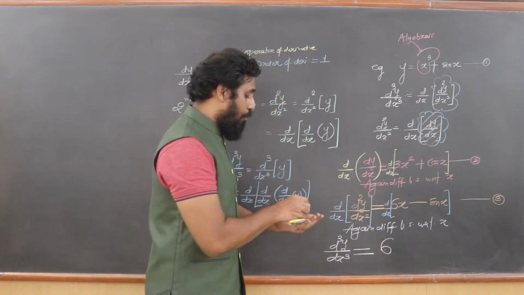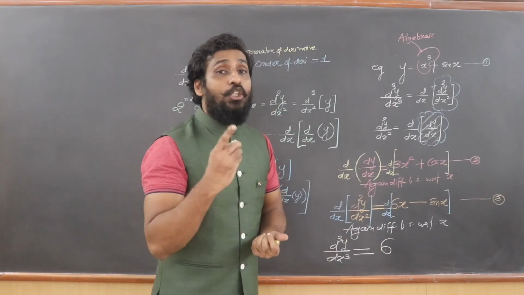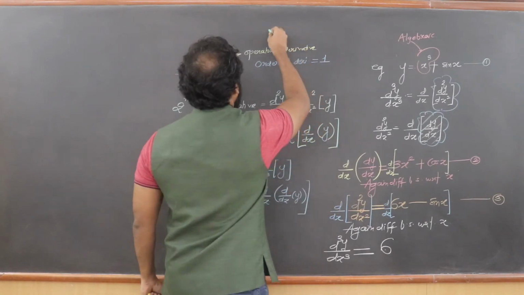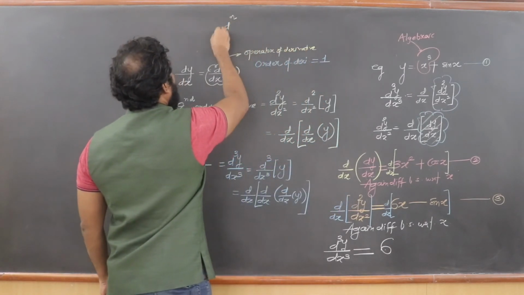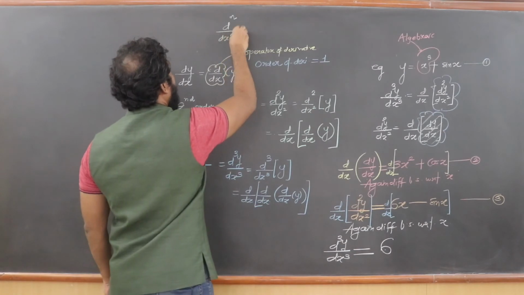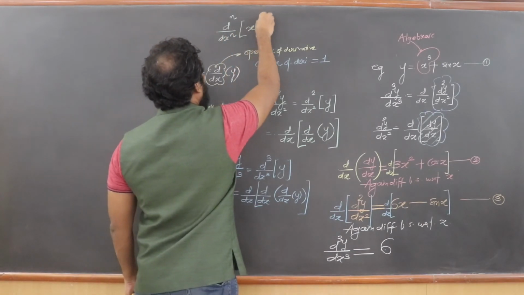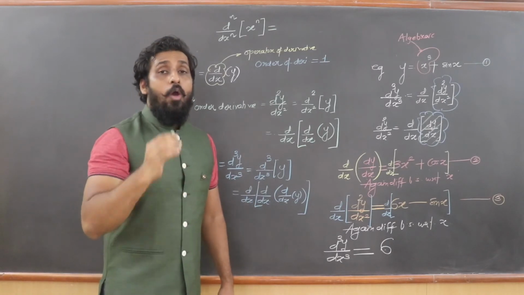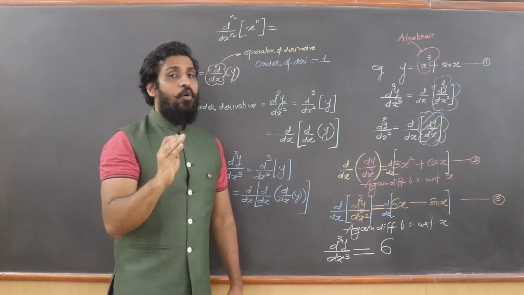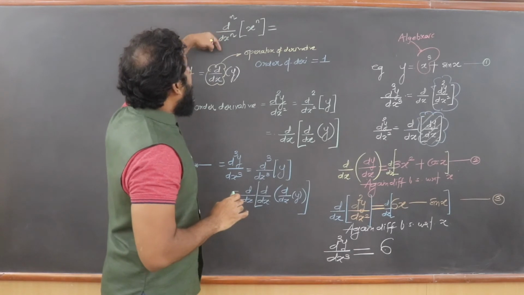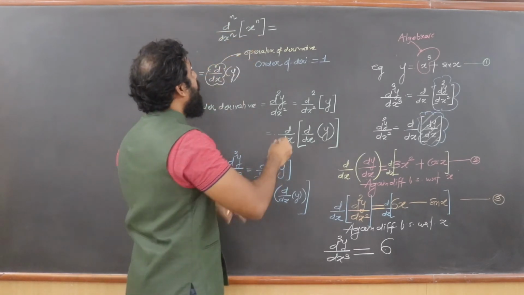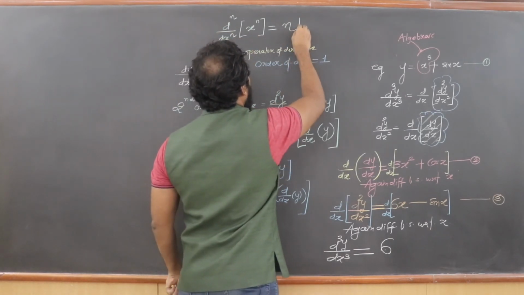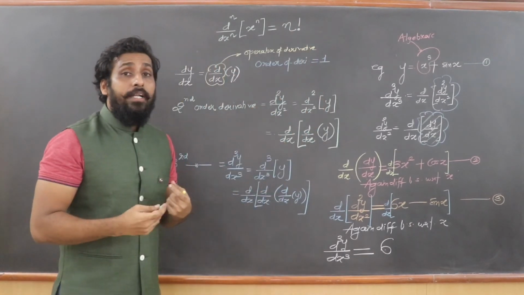So that's very important. This is a CET shortcut technique, you should remember. So if I write here d raised to n upon dx raised to n of x raised to n, people, it is a very important shortcut technique. Make sure that you note it down somewhere. So the nth derivative of x raised to n is going to be n factorial.